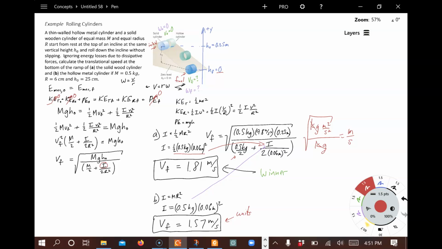So everything looks good here, and again, the one that wins is the one that has the least resistance to rotational motion, the solid wooden cylinder, because it has more of its mass closer to the central axis, right through the center of the cylinder.